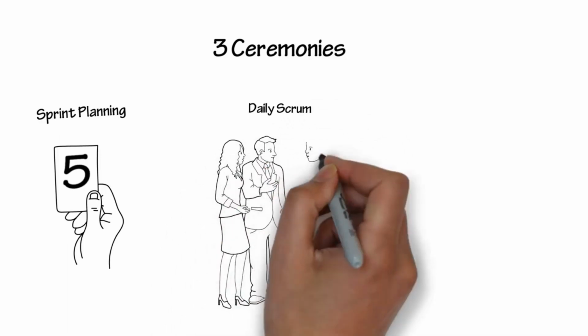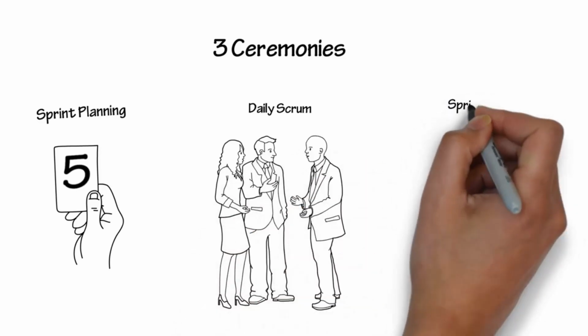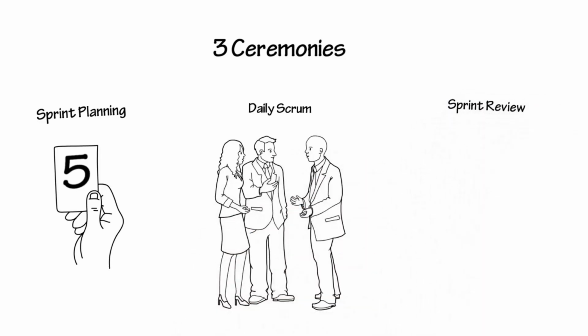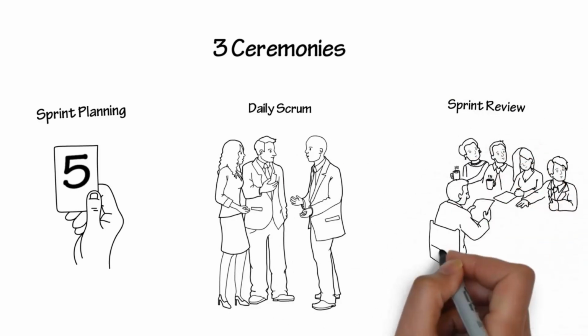The sprint review and retrospective occurs at the end of the sprint. This is where the team demonstrates the completed work to the product owner, and then the team discusses what they can do to improve the process going forward.